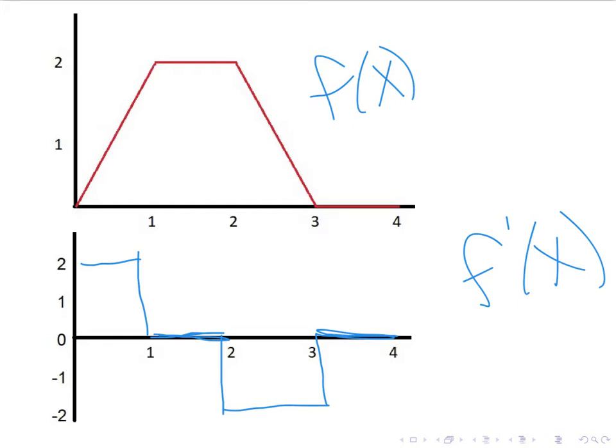So everywhere our function is increasing, we have a positive slope. Everywhere our function is constant, we have a 0 slope. And everywhere our function is decreasing, we have a negative slope. And again, our slopes correspond to our derivatives since our functions are just straight lines. So the first one hopefully isn't too bad.